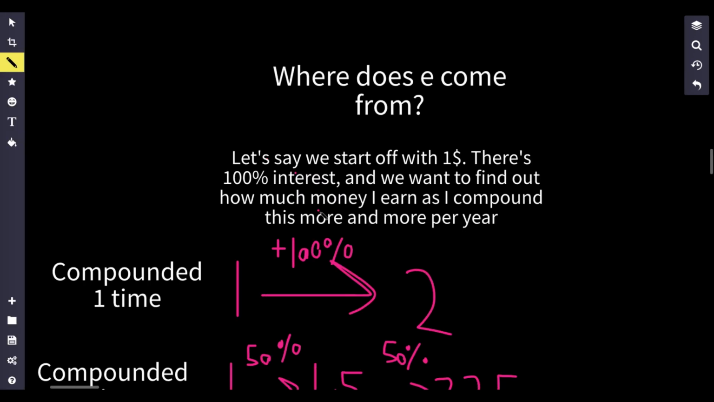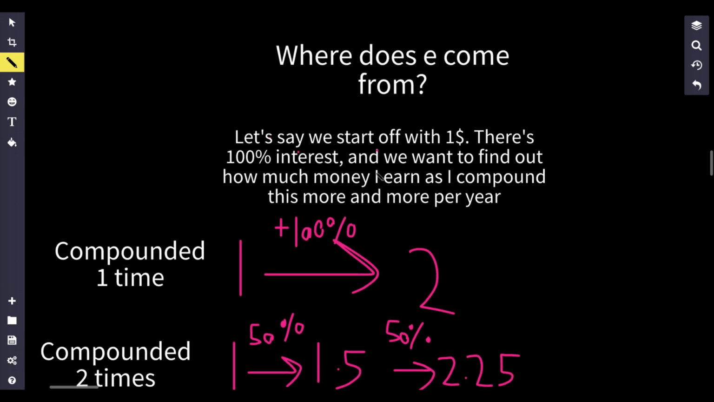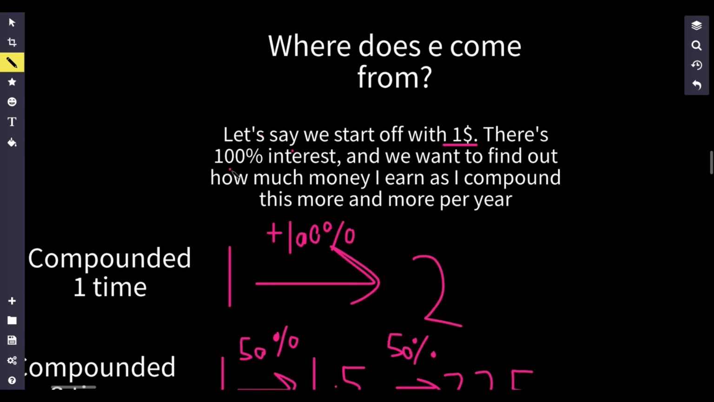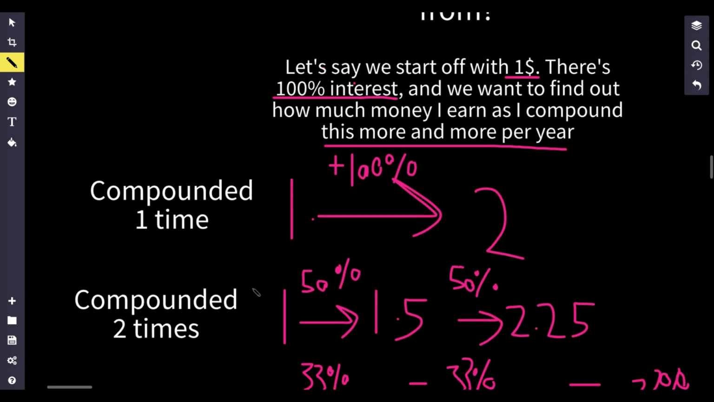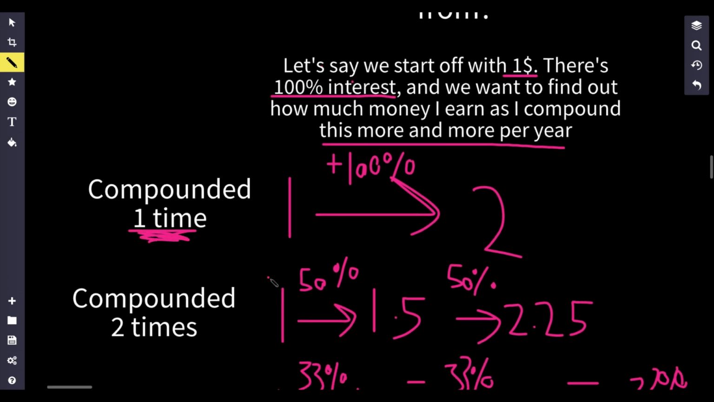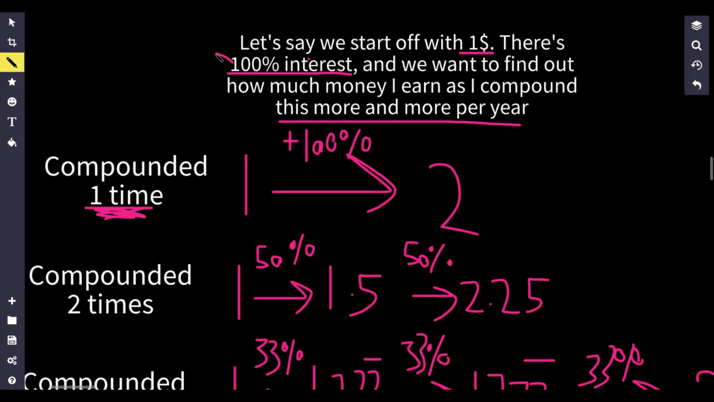Now, where does E come from? Let's say we start off with $1 and there's 100% interest. And I want to find out how much money I can earn as I compound this more and more per year. If I compound this one time a year, I'm just going to get 100% interest. So 100% of 1 is 1, and 1 plus 1 is 2. At the end of 1 year, I'm going to get $2.